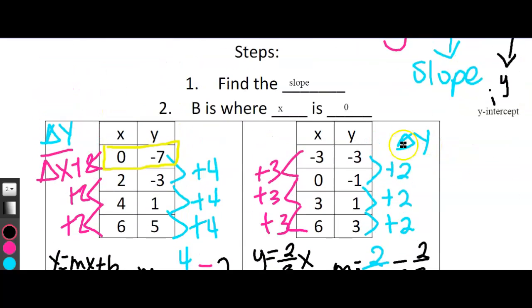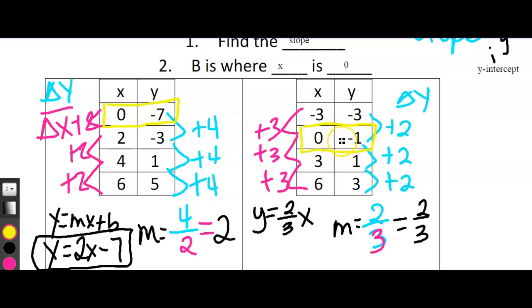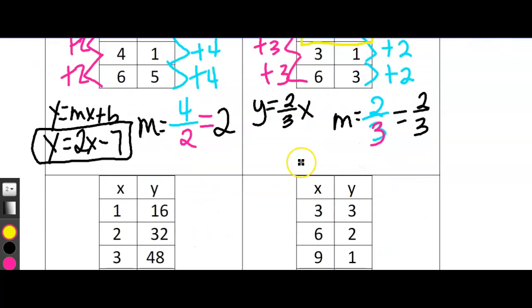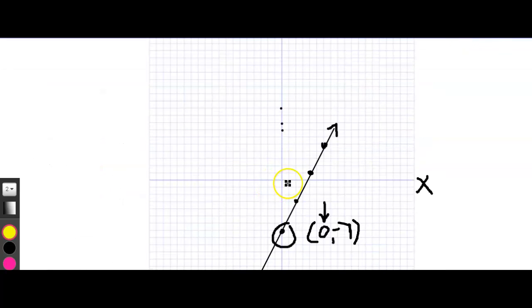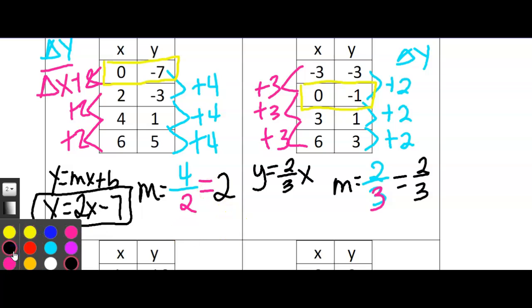But I do know the hint is to figure out where x is 0. That'll be where it intercepts, and I see it on the chart. Here's where my x is 0. So that means it crosses at -1. So to just kind of show you on the graph, it would cross right here if I were to graph this line. And it would probably go up and down like this through that yellow point. So it crosses at -1, so I'm going to write -1. And that is my full equation. y equals 2/3 x minus 1.